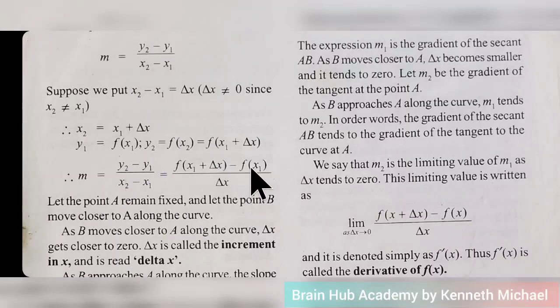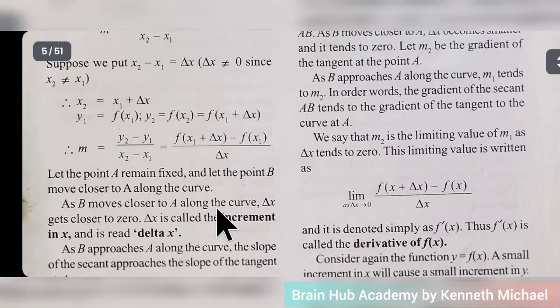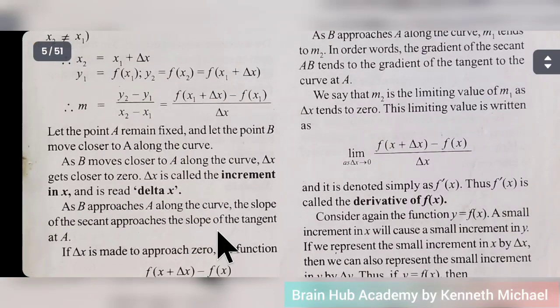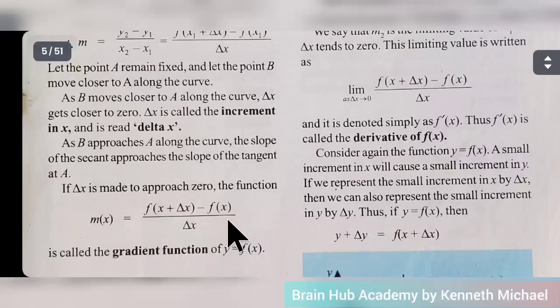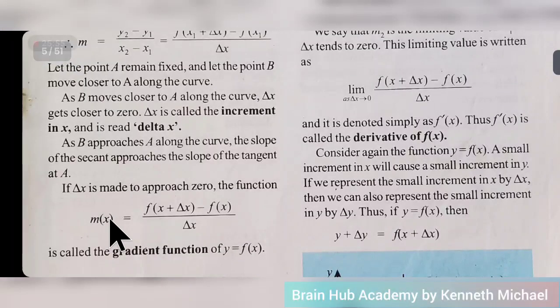So if we can get something like this, now what does it really mean? You can pause the video to read this, but let me just start explaining from here. If delta s is made to approach 0, the function m of s, because it approaches 0 now, is going to be this value.